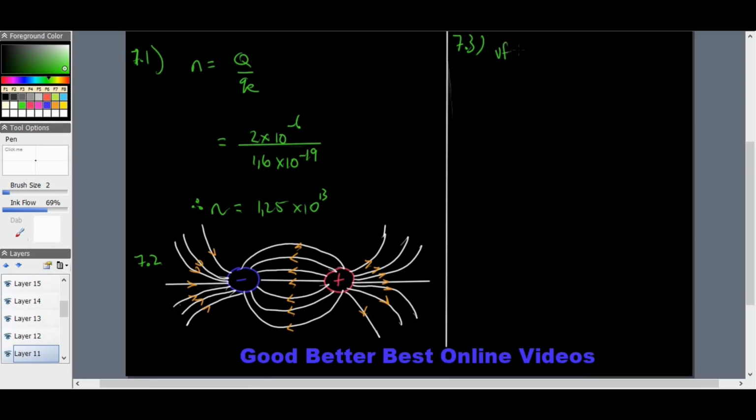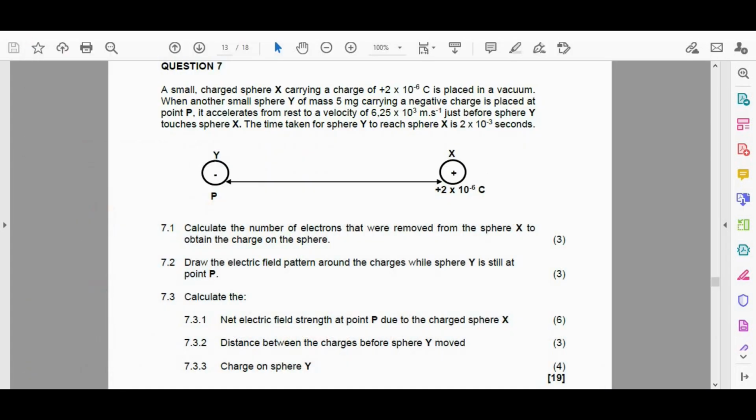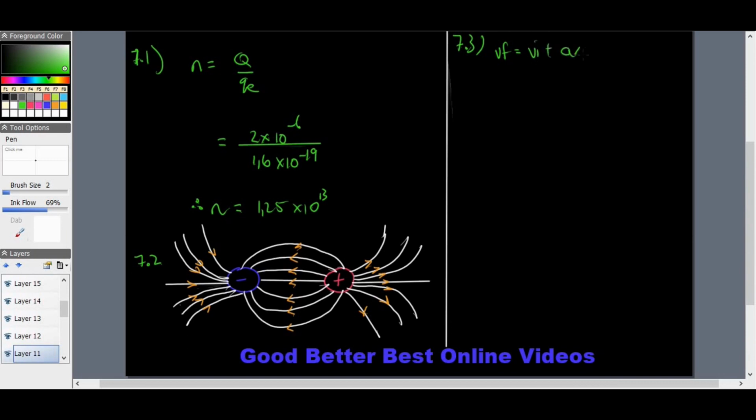So we're going to use the formula Vf is equal to Vi plus a delta t. Let me see, did they give us any time? Yes, they gave us a time of 2 times 10 to the negative 3 seconds. It accelerated from rest, so Vi is going to be 0. So 6.25 times 10 to the power of 3 equals 2 times 10 to the negative 3 seconds times a, and a is unknown. If we solve for that, the acceleration is 6.25 times 10 to the 3 divided by 2 times 10 to the negative 3, which gives about 3.125 times 10 to the 6 meters per second squared.